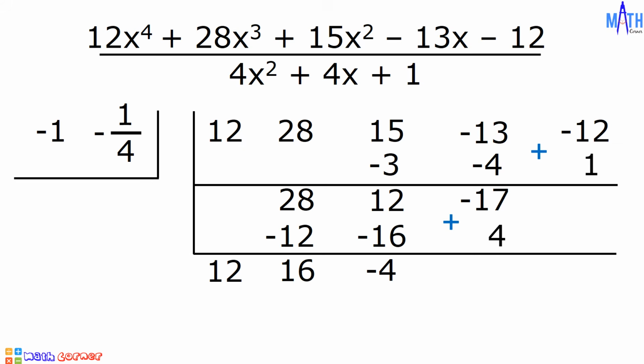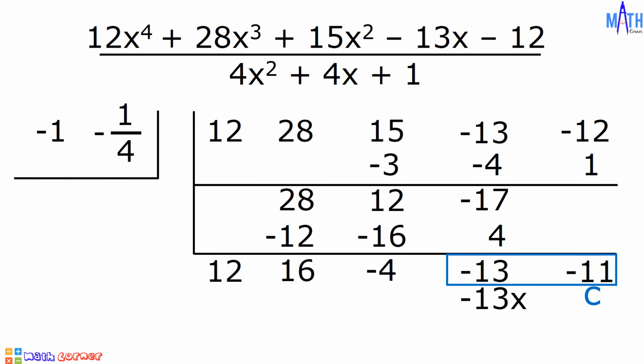Let us add. We have negative 17 plus 4 is equal to negative 13, and negative 12 plus 1 is equal to negative 11. The last two numbers on the last row will form the remainder. Negative 13 is the coefficient of x, and negative 11 is the constant. So we have negative 13x minus 11 as the remainder.